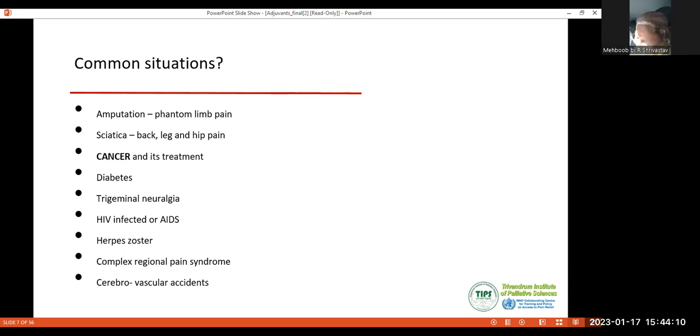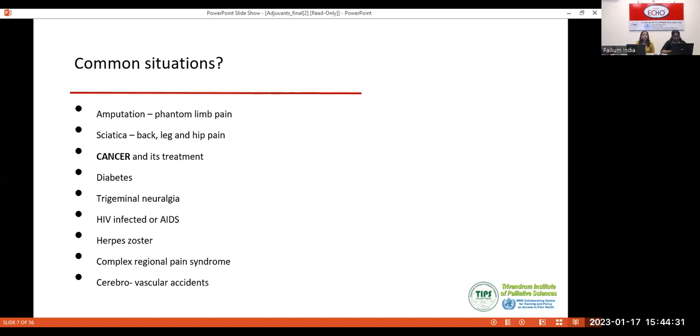Thank you, ma'am. Sciatica is another example where people say back pain, leg pain. We see that very commonly. Cancer and its treatment, diabetes, which we already mentioned, and trigeminal neuralgia, where any chewing or any touch on the face can cause pain over the trigeminal nerve distribution, usually with the mandibular nerve.